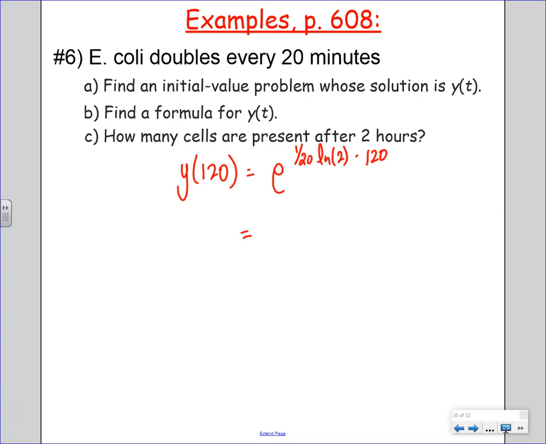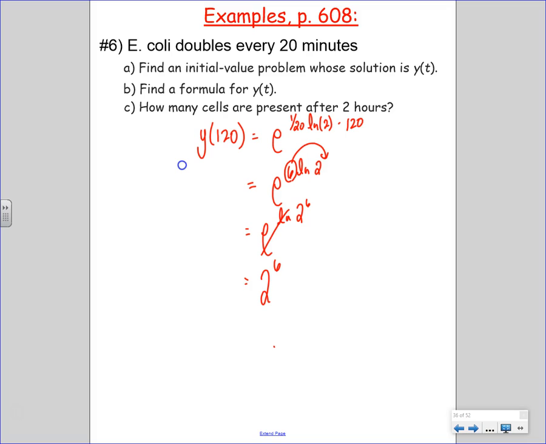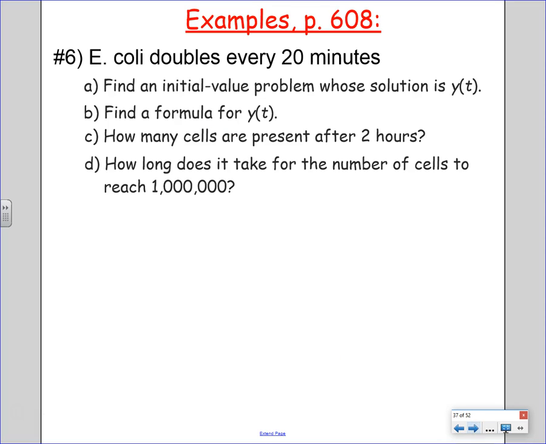You want to see how to solve this without a calculator? It's 120 over 20. Can't I bring 6 up to be a power? Can't I cancel out? If it doubles every 20 minutes, doesn't that mean in 2 hours it's going to double 6 times? So therefore we have 2 cubed is 8, and 8 times 8 is 64. You follow my mental math, right? 2 cubed times 2 cubed.